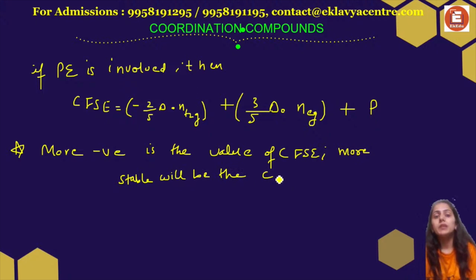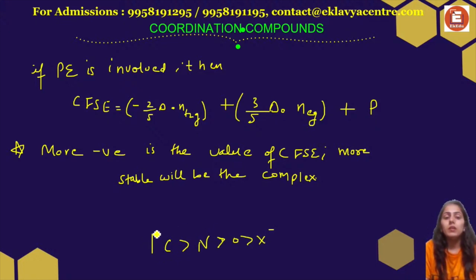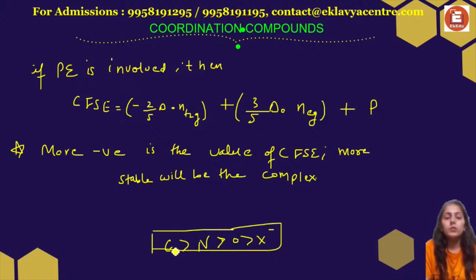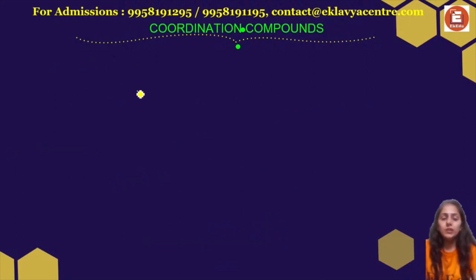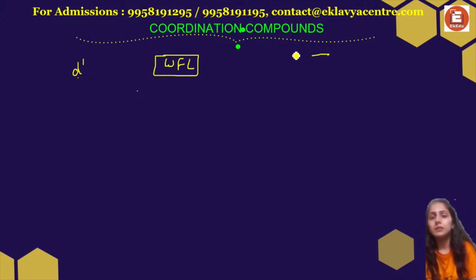Now we already know the weak and strong field ligands, right? Carbon first, then nitrogen, then oxygen, and then fluorine among the halide ions. Yes, this is the order of ligands. Now, using this, we will start calculating CFSE values for different electronic configurations. Suppose this is a weak field ligand, and here we have a strong field ligand.